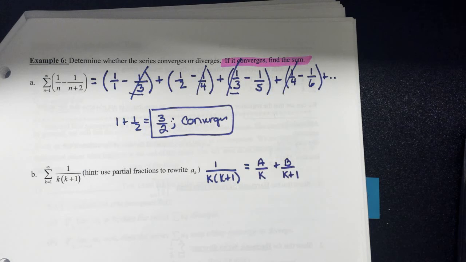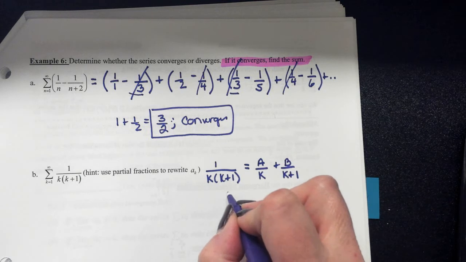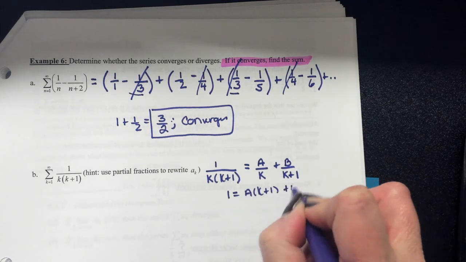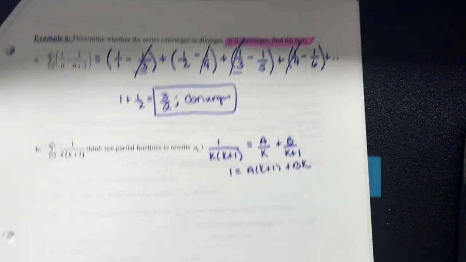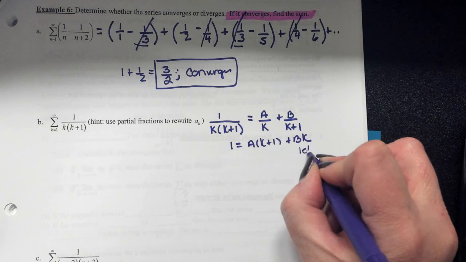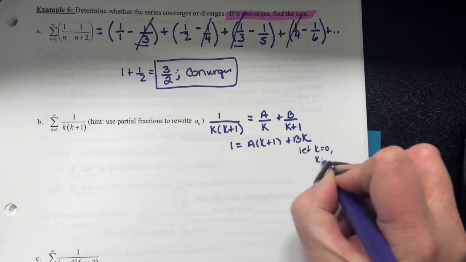Because right now, if I just started plugging numbers in for k, I would not see what terms are going to remain to see what this particular series is going to converge to. So this is where, remember, you multiply by the LCD. So 1 is equal to a times k plus 1 plus b times k. So this is where we're going to let k be equal to 0. k is equal to negative 1.